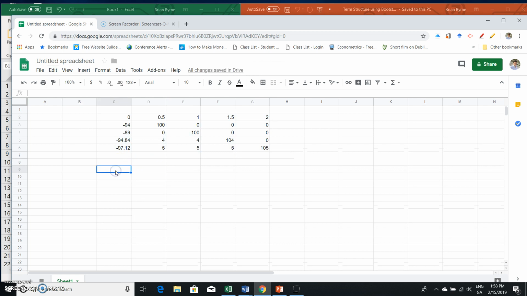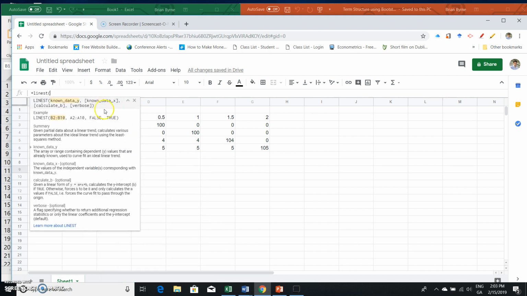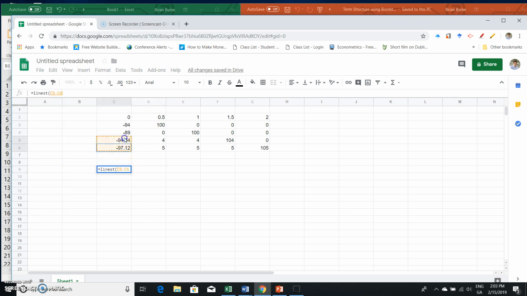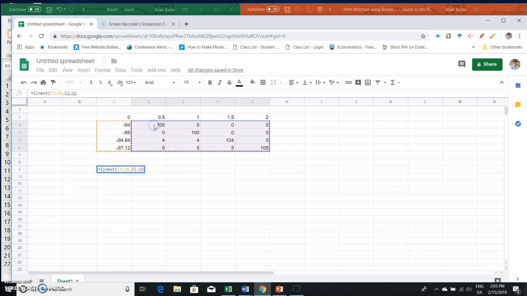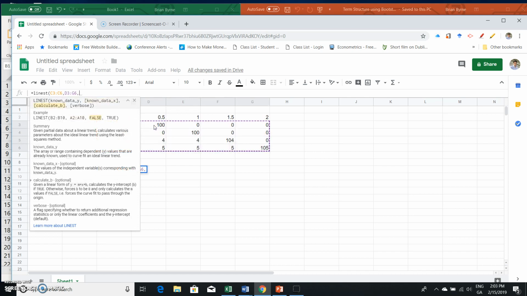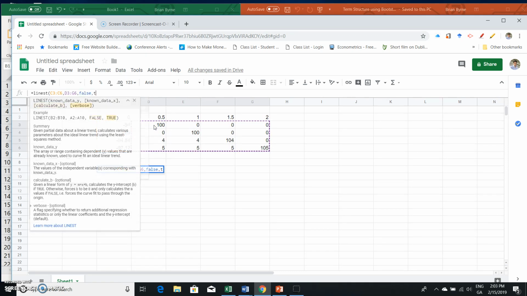And then I'm going to run Linest, equal to Linest, open bracket, and then I take the y variables, which are the cash flows, the initial cash flows. So these are the y's. We can take the independent variables, the cash flows, the coupon payments, and the fees. And we can do false. And let's just try true, see what happens.